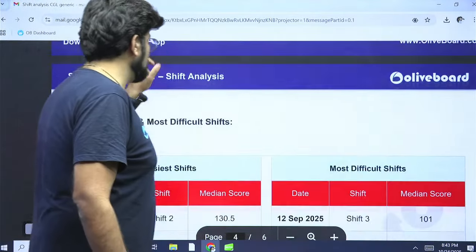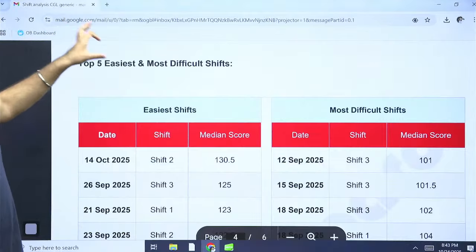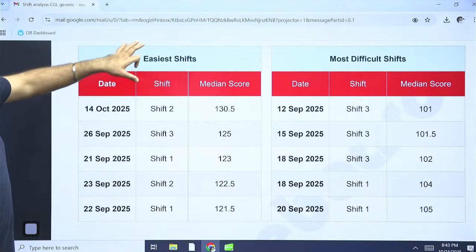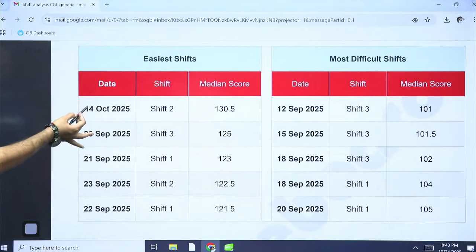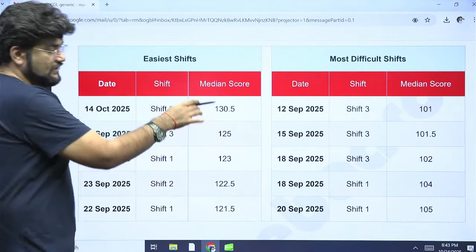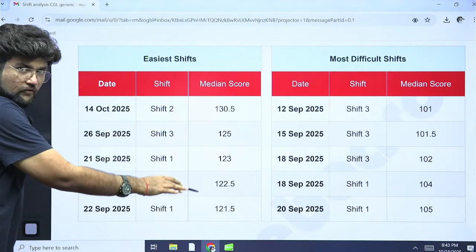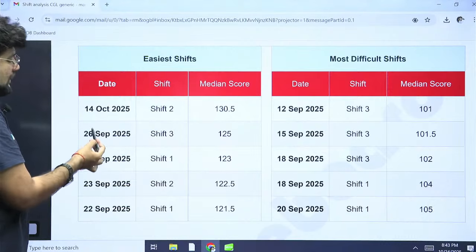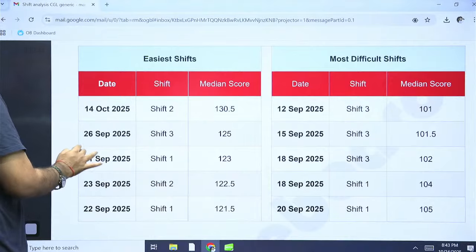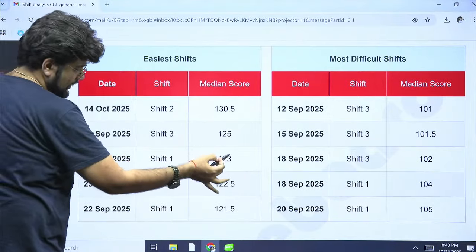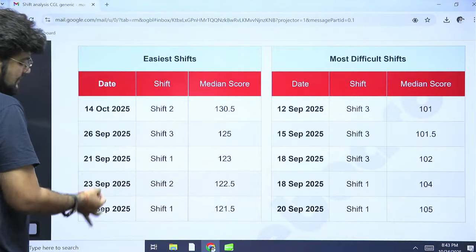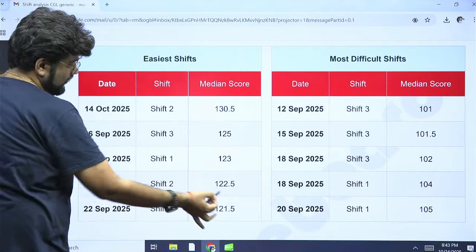Now, moving forward, we are looking at the top 5 easiest and most difficult shifts. So we will focus on the top 5 easiest shifts here. 14th October 2025 shift 2 is the easiest one with a median score of 130.5, and now we will go in decreasing order of easiness. 26 September 2025 shift 3 is 125, the next easy shift. 21 September 2025 shift 1, 123. 23rd September 2025 shift 2, 122.5, and 22nd September 2025 shift 1, 121.5.